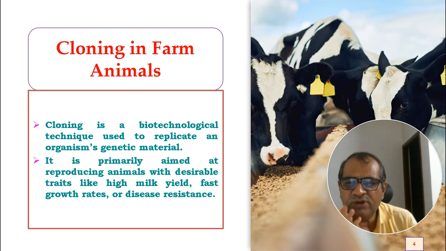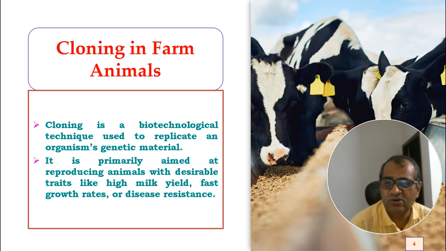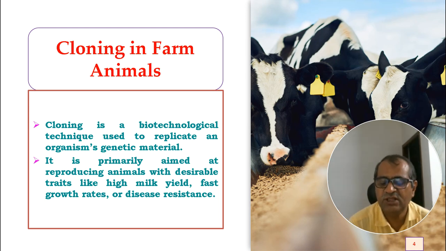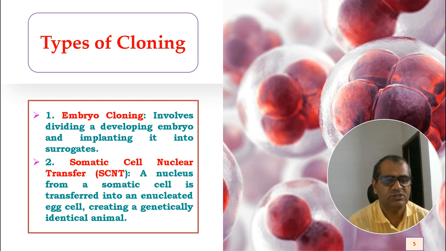Cloning in farm animals is a biotechnological tool used to replicate an organism's genetic material in toto. It is primarily aimed at reproducing animals with desirable traits like very high milk yield, fast growth rates, and disease resistance. This is the main aim of cloning.